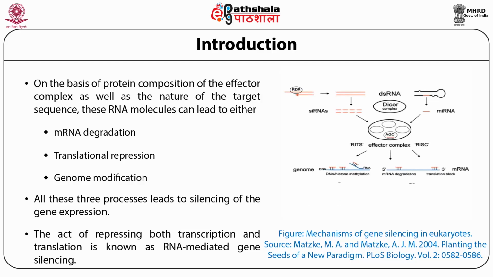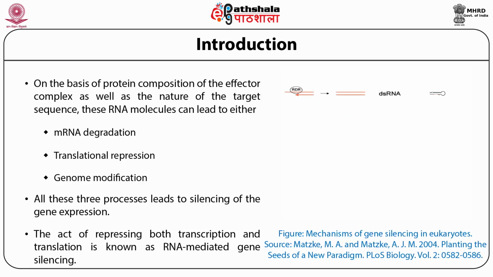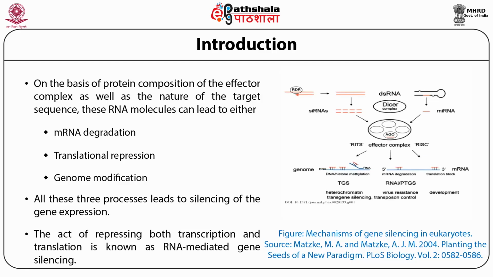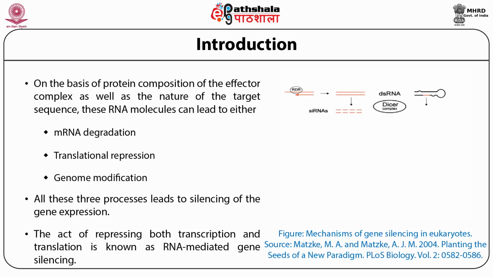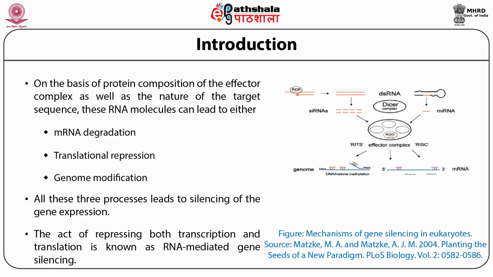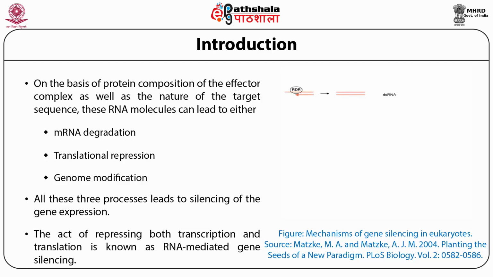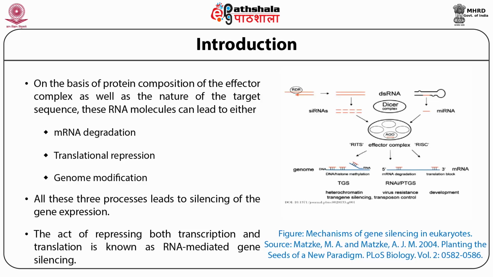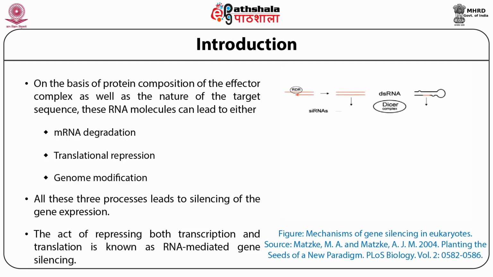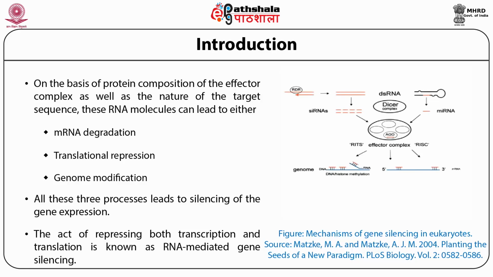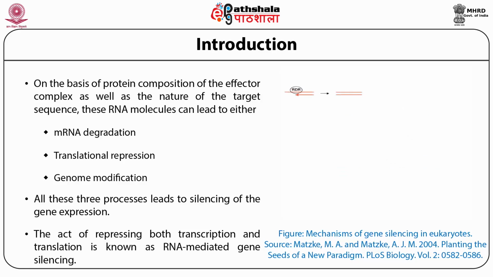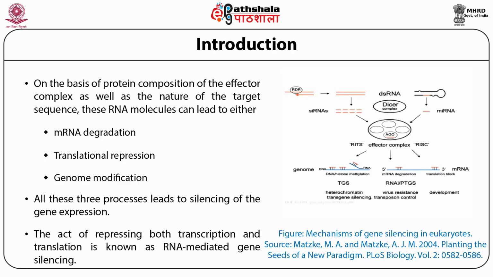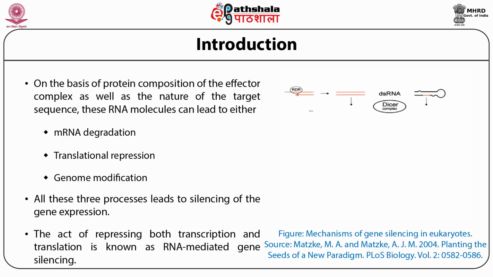As you can see in the diagram towards the right, the long double-stranded RNA molecules come in contact with the nuclease known as dicer. This dicer is present within the cytoplasm of cells, which cleaves these longer RNA molecules into smaller molecules, which could either be siRNAs or microRNAs, which we will subsequently talk about, which then associate with the effector complexes known as RISC. And then, depending upon the sequence similarity to their targets, they mediate either the degradation of mRNA or the translational repression or genome modification, ultimately interfering with the gene expression.